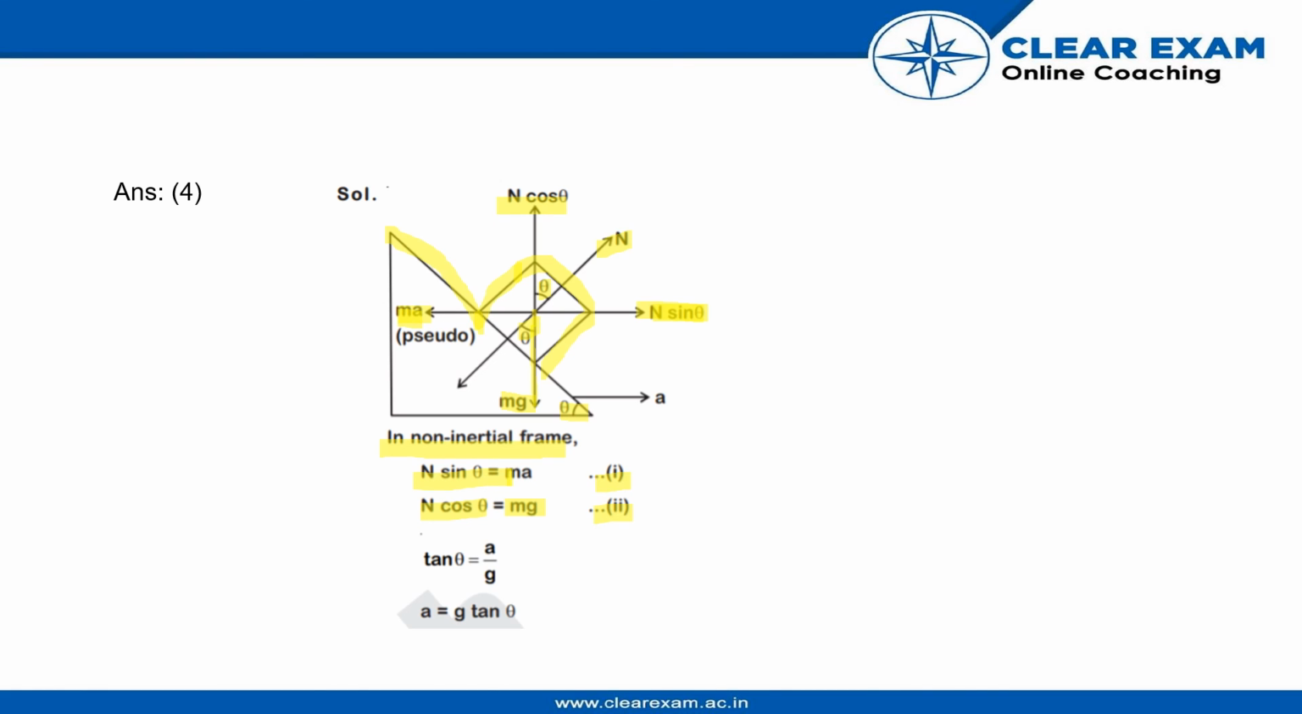Now if we divide both equations, the n will cancel out, and we will be left with tan theta, which is equal to a by g. So a is equal to g tan theta. So the answer is the fourth option, that is a is equal to g tan theta.